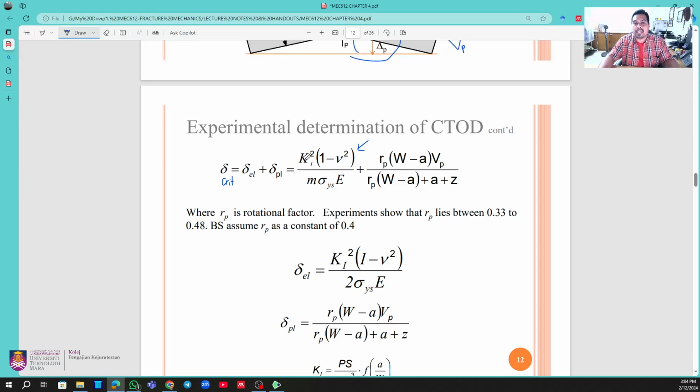So the formula is K1 squared times 1 minus Poisson ratio to the power of 2, divided by M times sigma yield strength multiplied by E. M normally we can assume as 2 because this is a thick specimen, plane strain. So plus RP. RP is not the plastic zone radius. In our case, RP is the rotational factor, and normally we assume it is equivalent to 0.4.